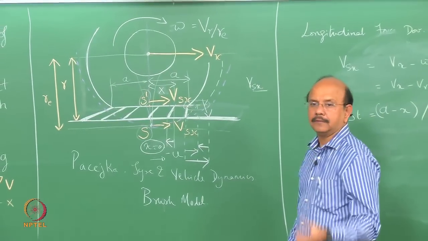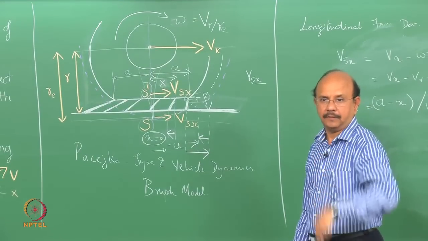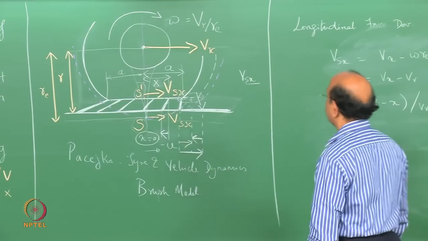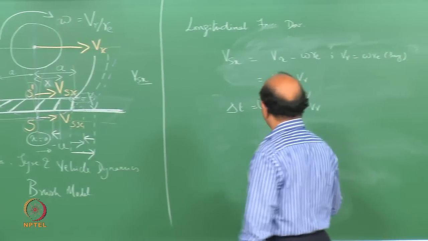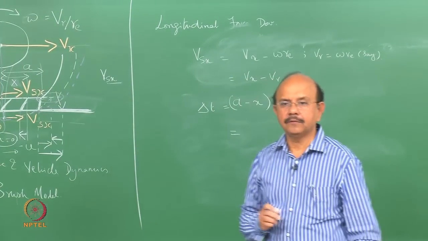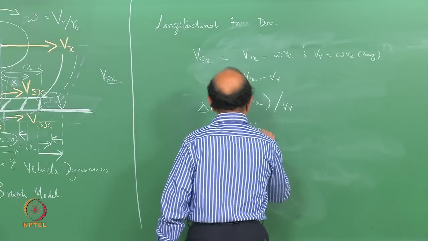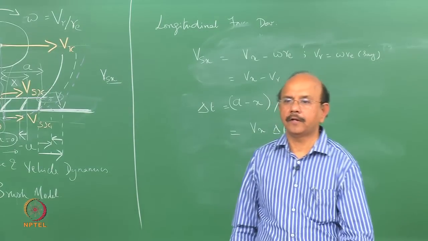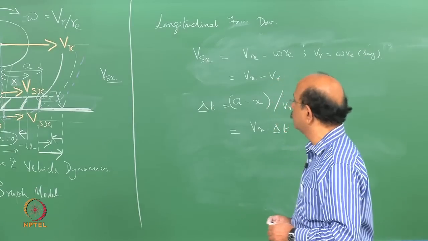At the same time, the tip of that bristle, or the head of that bristle, has moved a distance. At the same time, the distance moved by the head is equal to VX into delta t.